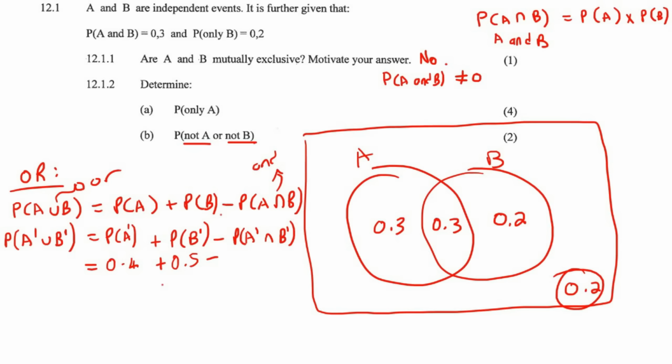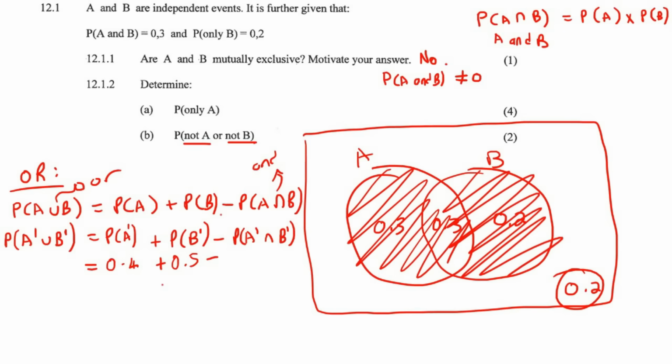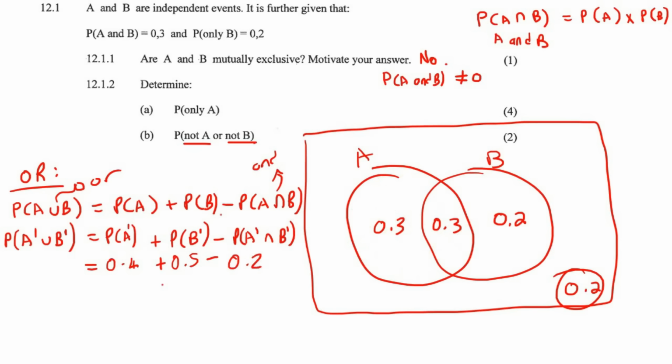Not in A, so it's not allowed to be in A, and it's also not allowed to be in B. So that means it's 0.2, which is the one on the outside. And if we had to go work this out, we end up with 0.7.